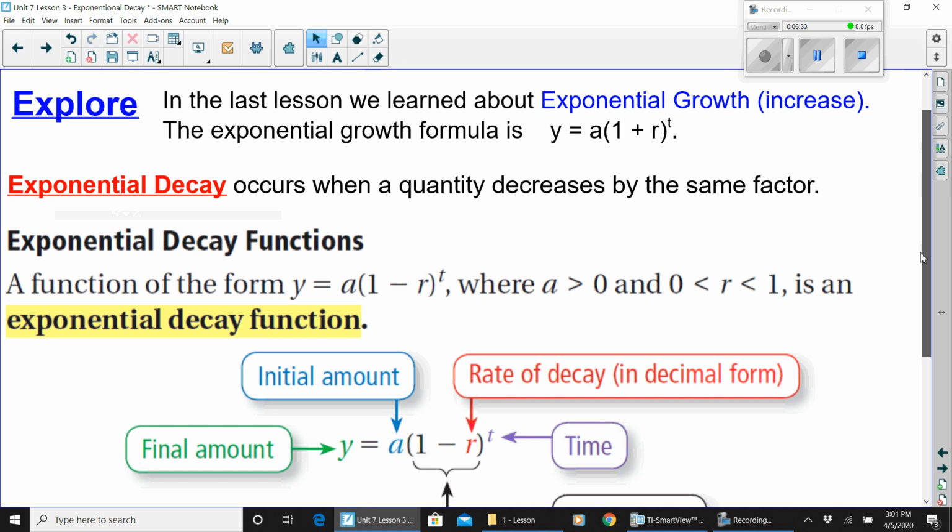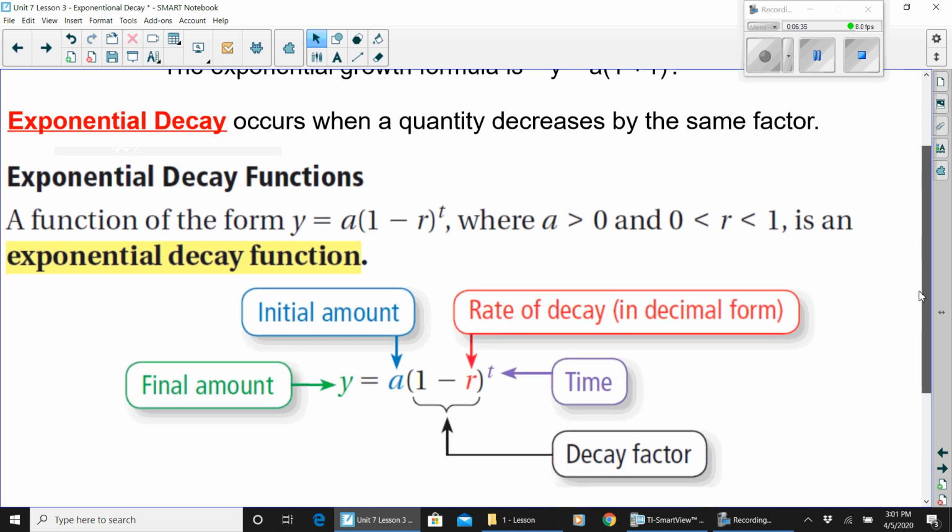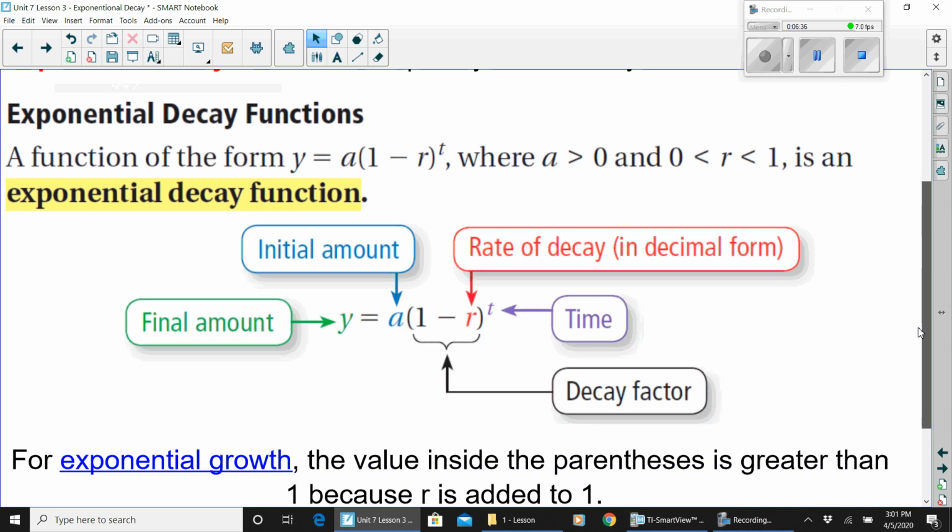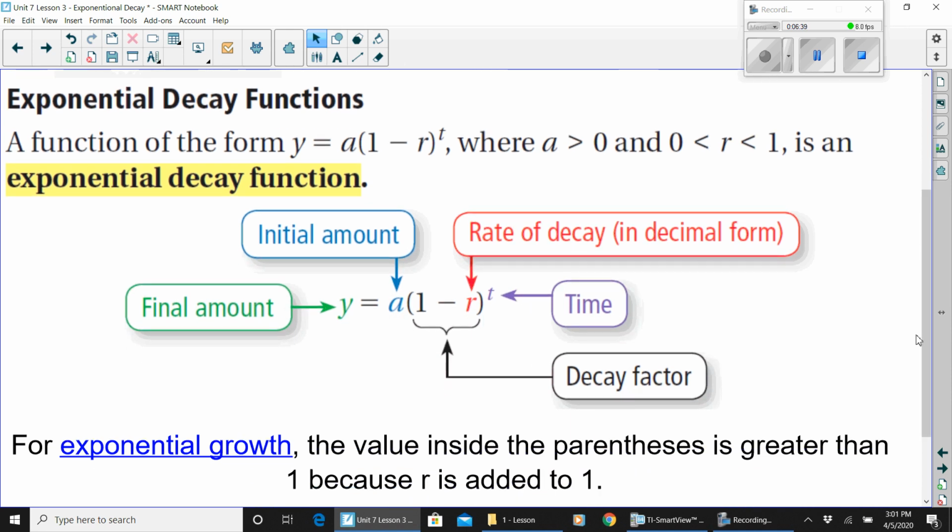All right, so a is still the initial amount. The r is the rate of decay in decimal form. You're going to subtract it this time. T is still the time. And 1 minus r is the decay factor instead of the growth factor.